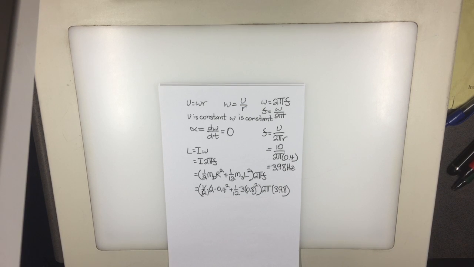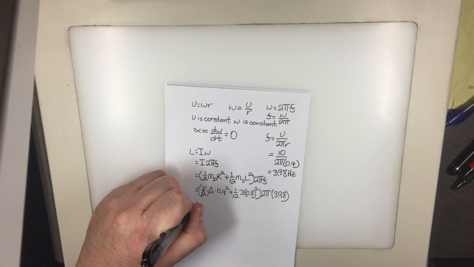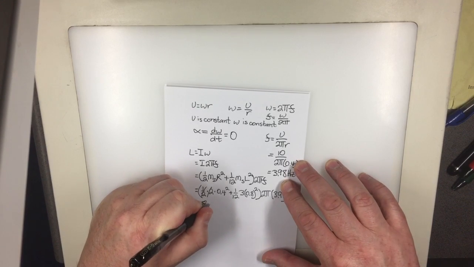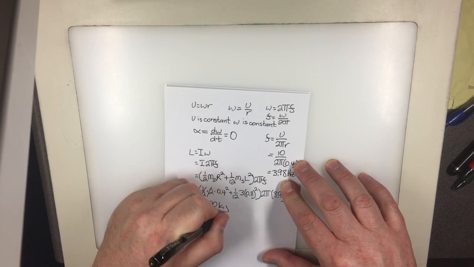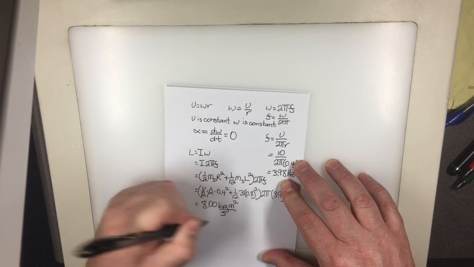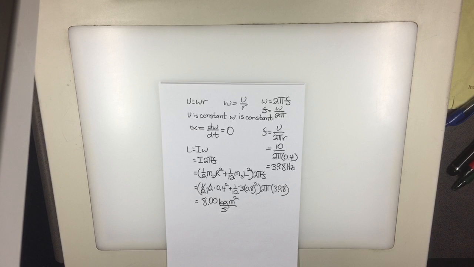And I get, now you can tell I've been planning ahead with this. I get 8.00 kilograms meters squared per second. So people typically write this as 4, and that's 8. And so that is problem 1.